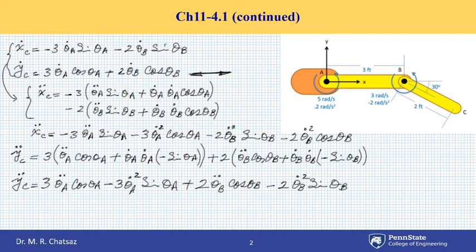Next, we want to plug in the numerical values and get the final answer for acceleration of point C. After plugging in the numerical values and using a calculator, we'll find the x component of acceleration of C to be minus 88.59 feet per second squared, and for the y component of acceleration we'll get y double dot C equal to 6.14 feet per second squared.